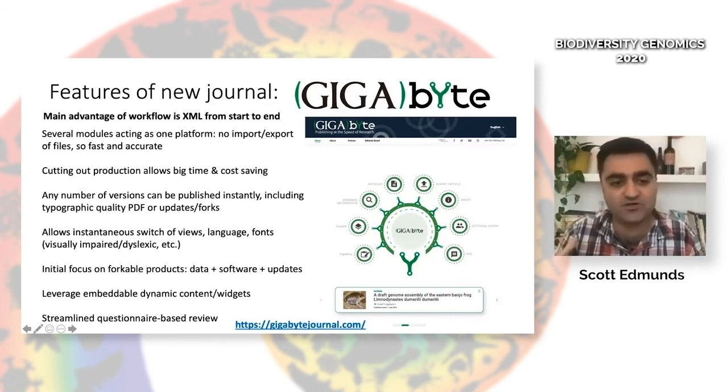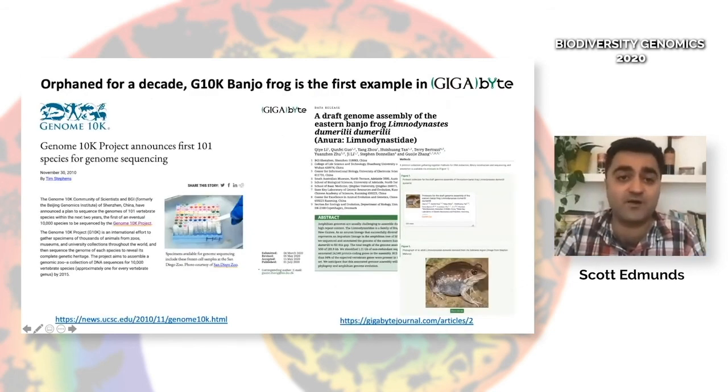Through this technology, we've decided to launch a new journal, Gigabyte, focused on forkable products to start with: your data, your software. We want to leverage embeddable dynamic content and make peer review easier with a questionnaire. The first example that we've published is the Banjo Frog, one of the first 101 G10K projects that's basically been orphaned for a decade. You can see that it's got protocols embedded in and features like this.